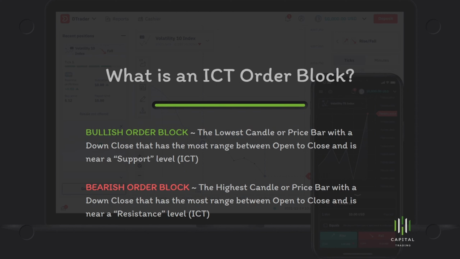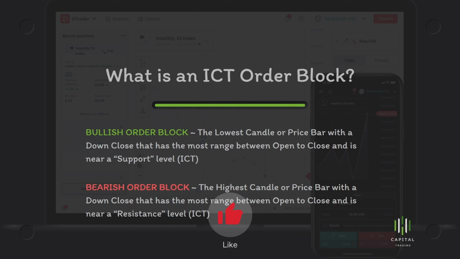So I want you to note this. We are talking about most range. You'll realize that we might see two candles that might look like order blocks, but we are going to choose the one with the most range, because that seems to be the one with more strength, right?